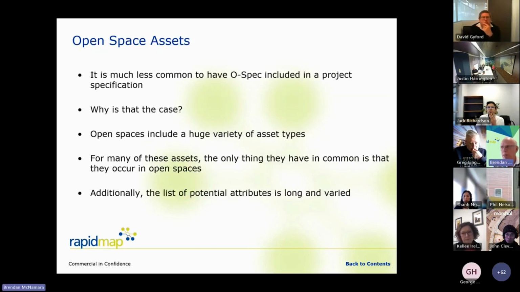Open space assets, though, it's a bit of a different story. It's not very common to have O-SPEC included in a project specification. And why is that? Well, I'm reading between the lines a bit, but I think in open spaces, you've got such a massive variety of asset types. For many of those assets, the only thing they've got in common is the fact that they're in open spaces. So it's such a huge range of different assets. And as well as that, because the assets are so varied, the list of attributes that people want to collect is also really long and varied.